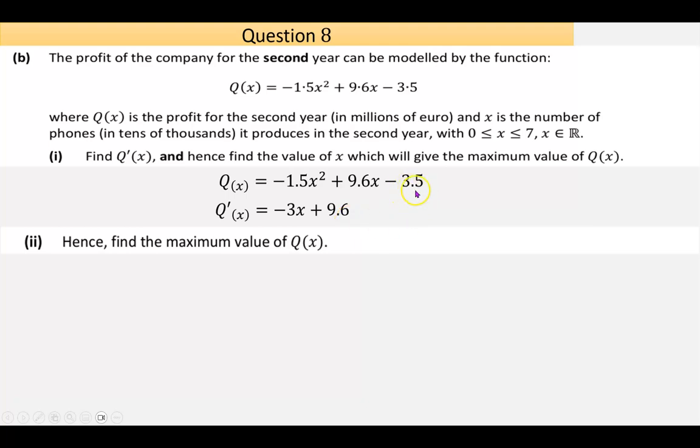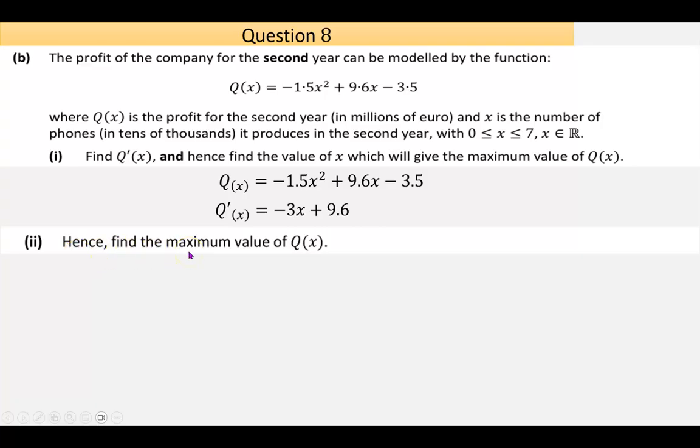Now the negative 3.5, we learn that any number when differentiated, the slope of it is 0, because a number is horizontal to the x-axis. So there is no change. It's always negative 3.5. So what's the measure of its change? 0. Okay, so it just goes away. And that's it.